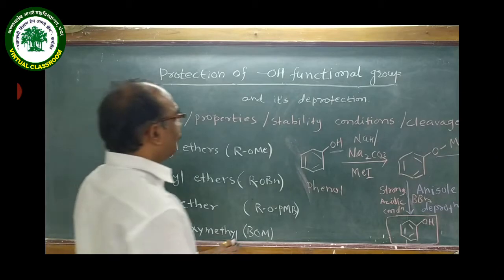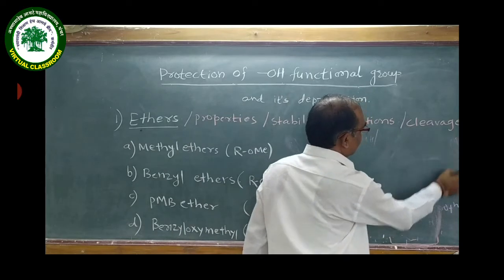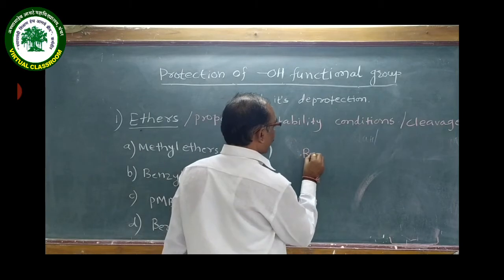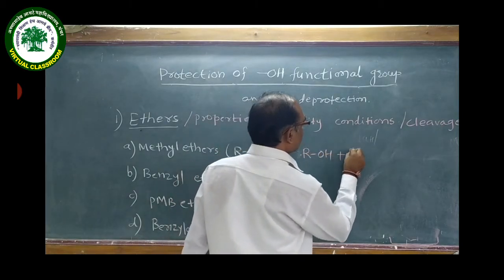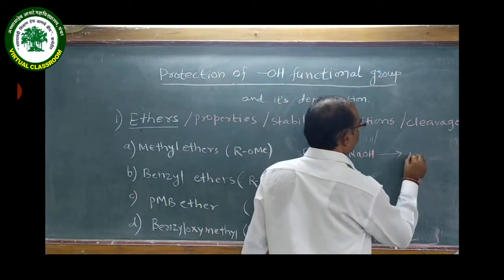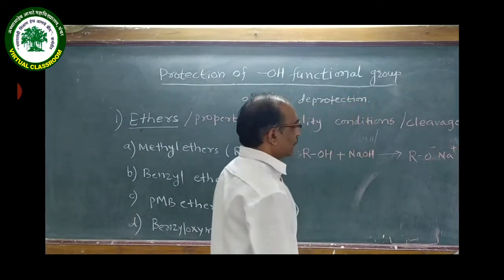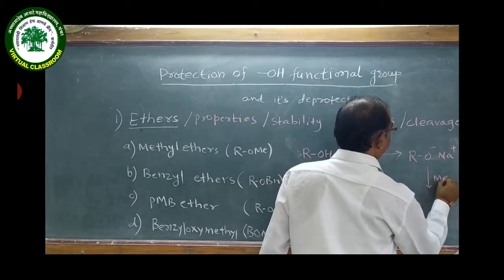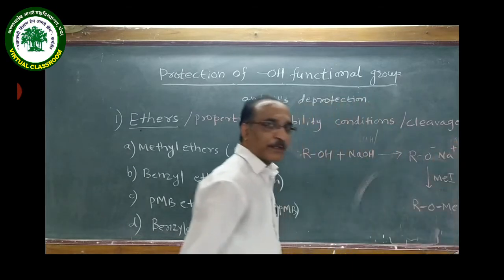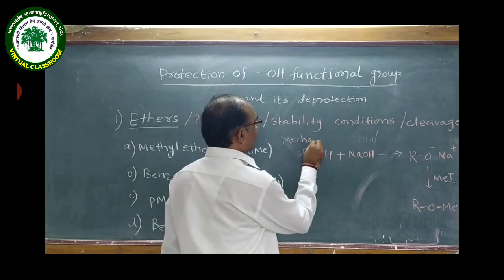If you see the mechanism of this one, how is the mechanism? Suppose this ROH plus base, suppose NaOH, right? Then what does it form? RO minus Na plus, right? Then methyl iodide to get ROMe. This is the mechanism, we can say, or the pathway of the reaction.